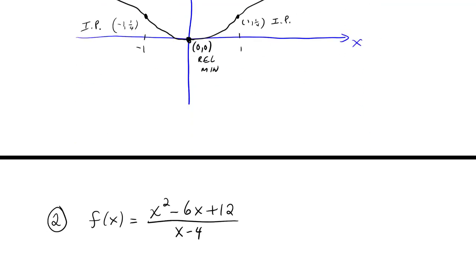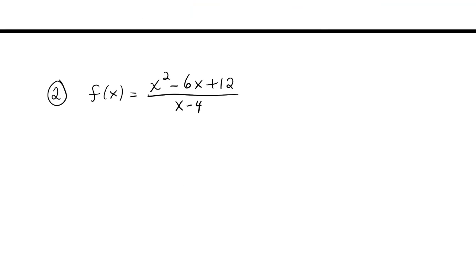Okay, so let's look at another one. f of x equals x squared minus 6x plus 12 over x minus 4. All right, so again, let's start with the domain here. So rational function again, we'll look at the denominator, and obviously x can't be 4, so all real numbers except x equals 4. So we'll see exactly what's happening there later as we do more analysis. All right, intercepts.